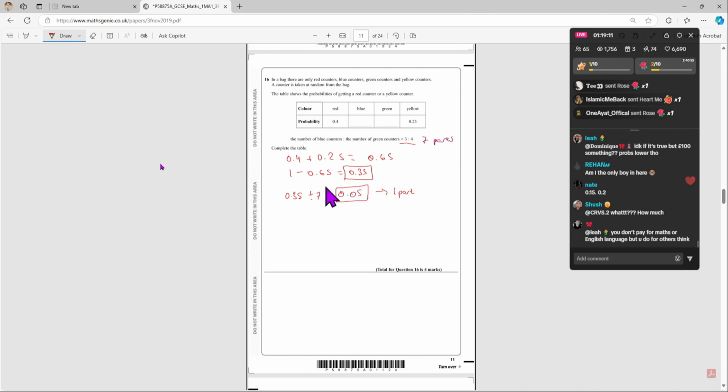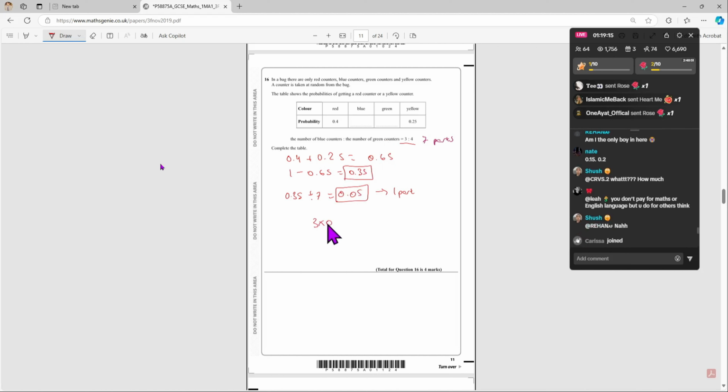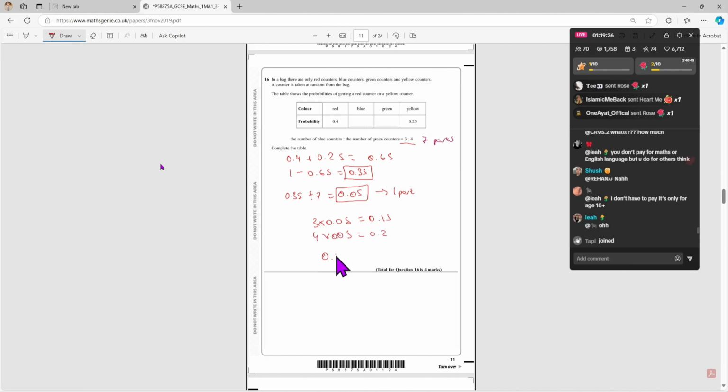Now we're going to share it in the ratio 3 to 4. So we're going to do 3 times 0.05 to get 0.15, and then 4 times 0.05 to get 0.2. So it's going to be 0.15 to 0.2, and then we can complete the table, 0.15 there and 0.2 over there.